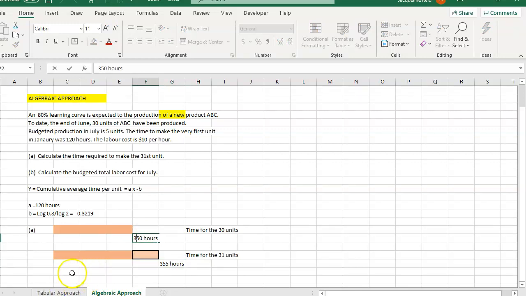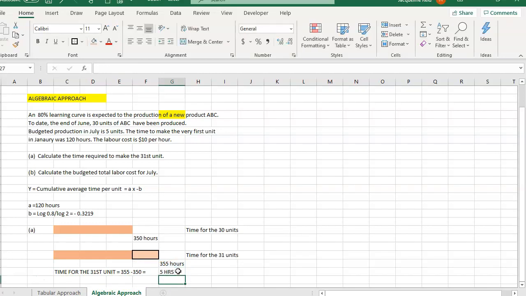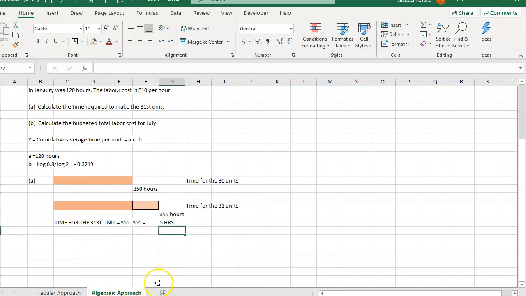So the time for the 31st unit will be equal to the 355 hours minus the 350 hours, and that will give you 5 hours. Now this is a very simple illustration to show you that when you're using the algebraic approach, you have to find 2 blocks of time and subtract them. So let us apply the principle here.